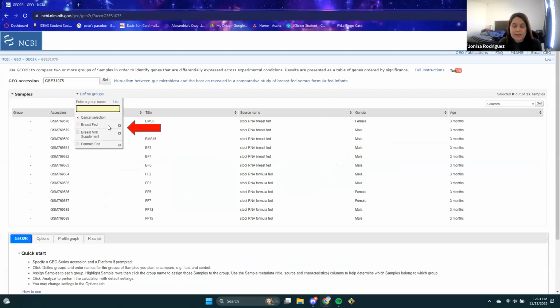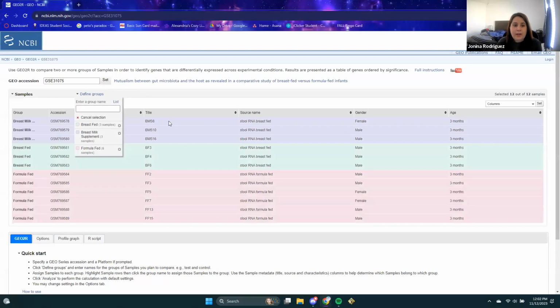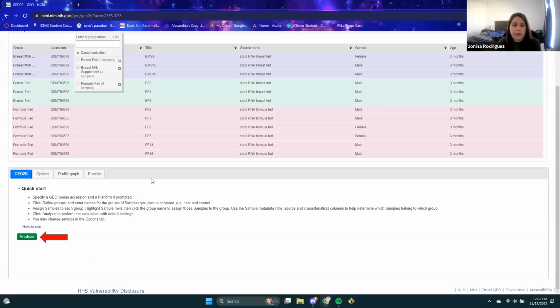And then you're going to type in the 3 different categories: breastfed, breast milk supplemented, and formula fed. Then you'll click on each one, highlight it, and click on the category, and it'll automatically assign it to that category. As you can see, breastfed is green, breast milk supplement is purple, and formula fed is pink. And once you have all of those separated by looking at which ones are which, you're going to scroll down and click analyze.